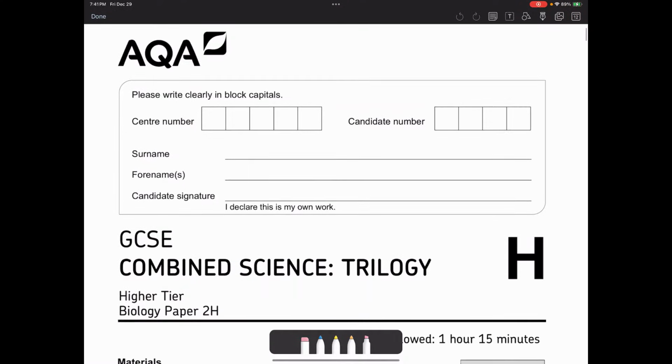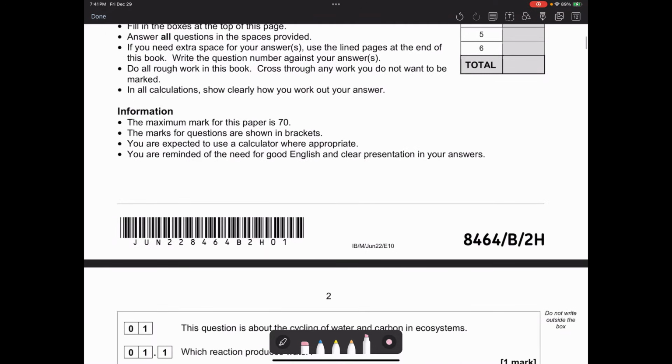Okay, hello. So this is going to be a GCSE Combined Science Trilogy past paper walkthrough for Biology Paper 2, higher tier, and this was the paper that was sat in June 22. So I'm going to go through and model it how I would have tackled it, and the link to the past paper and the mark scheme is in the description.